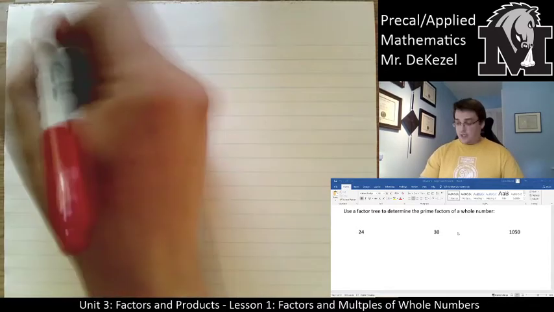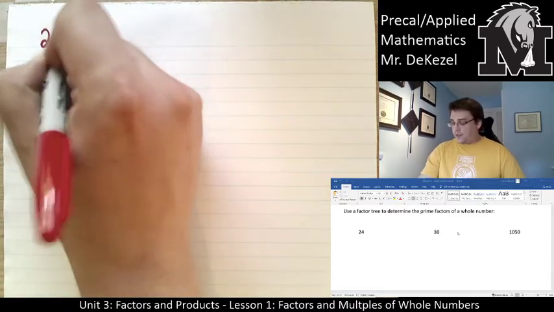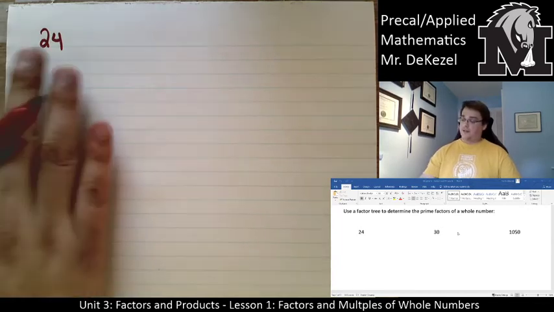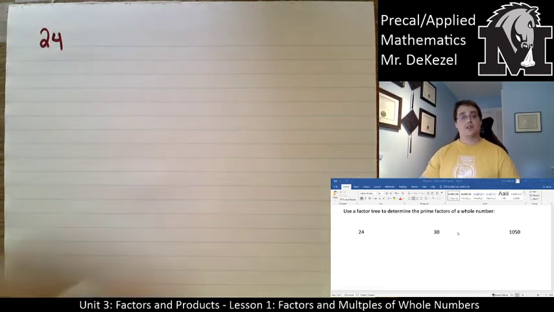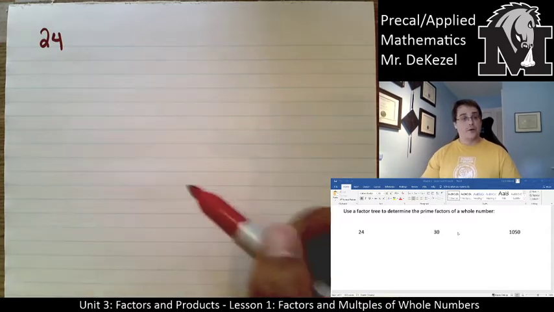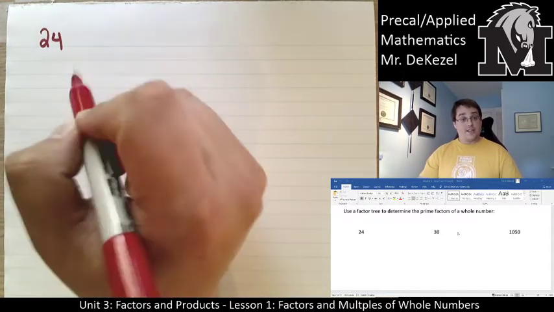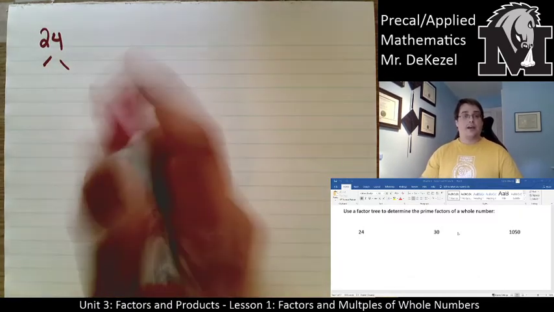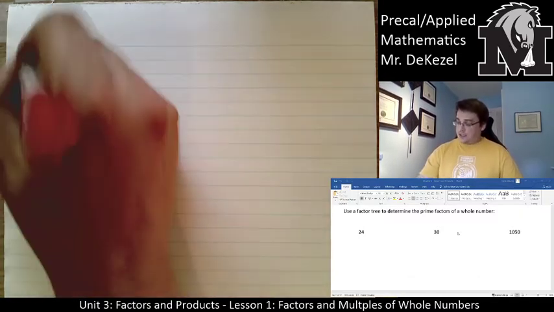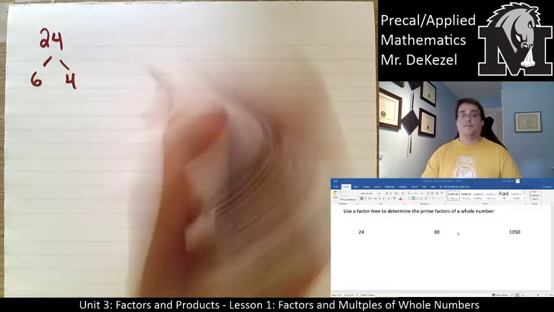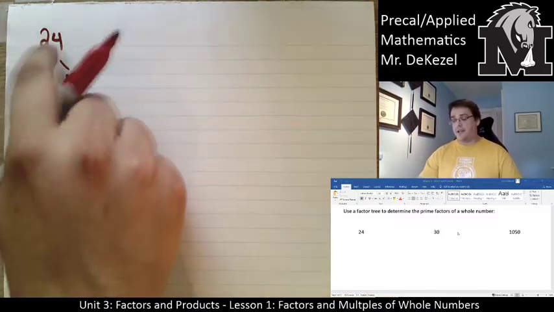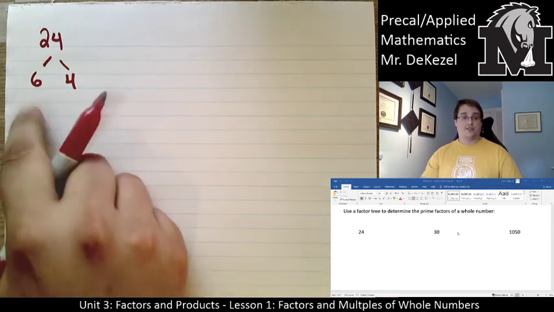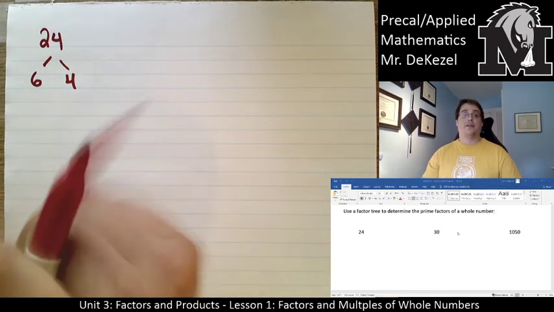So let's do this. What we're going to do is start with 24 at the top. I probably could have written it a little bit more to the inside, because we're going to start making a tree that branches out. So it's okay, because this is a fairly low number, but what two numbers would multiply together to make 24? I'm going to say 6 and 4. So I'm going to break down the number based on some factors of it, two things we can multiply together.